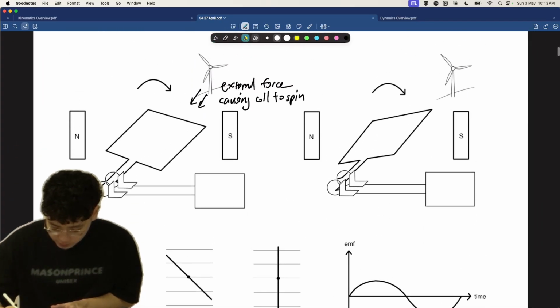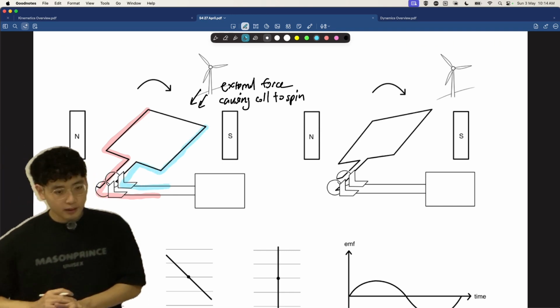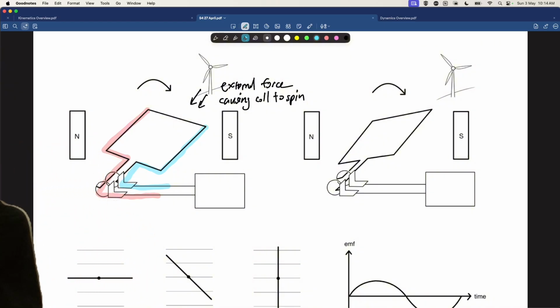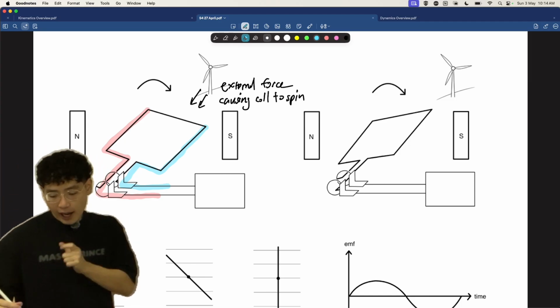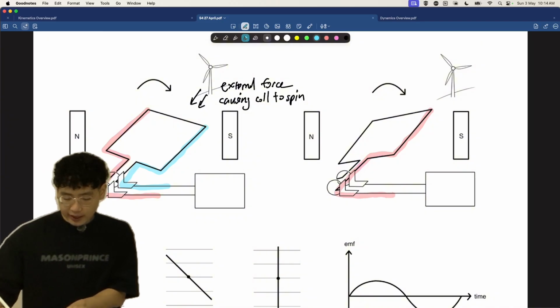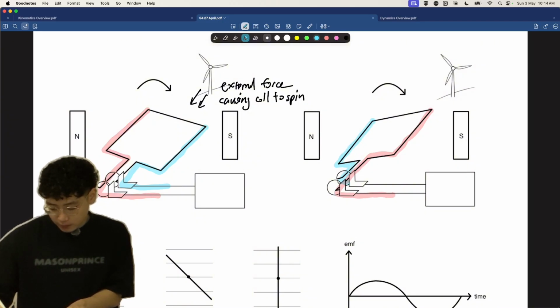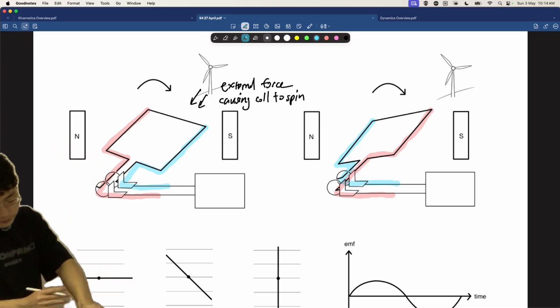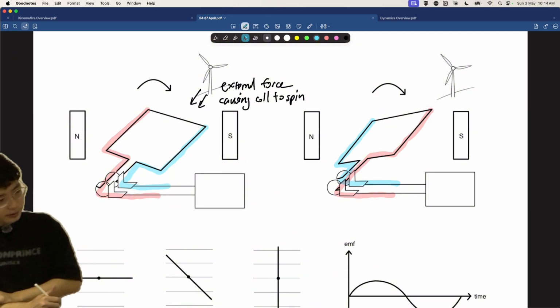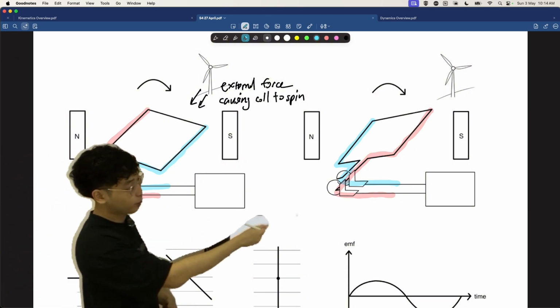So first thing for the AC generator is you all must understand that this side is always connected to the side below, and this side is always connected to this side. That's the entire point of the AC generator. Even after half a turn, the red color side is still connected to below, and the blue color side is still connected above. So the sides will always be connected to the same sides.